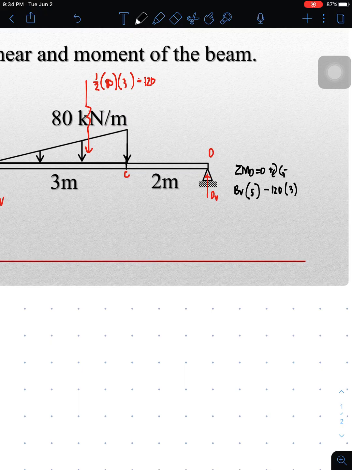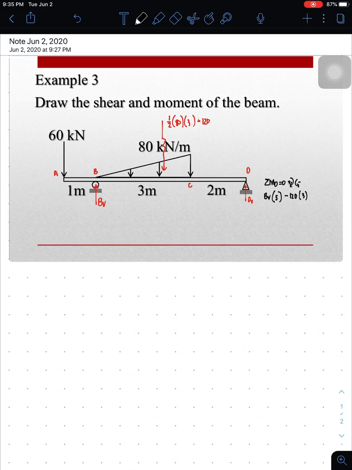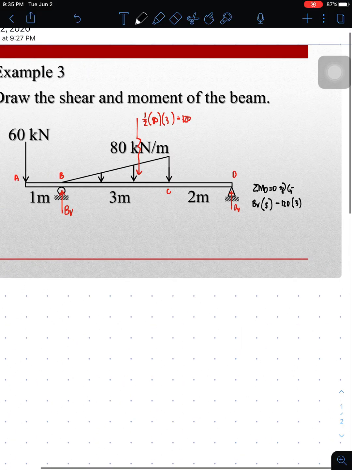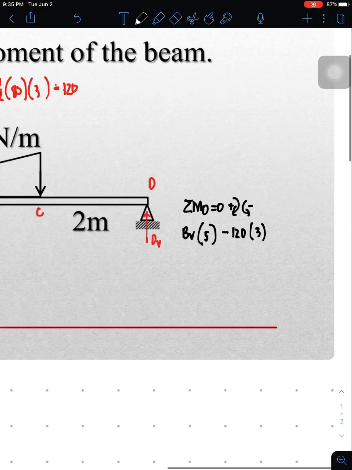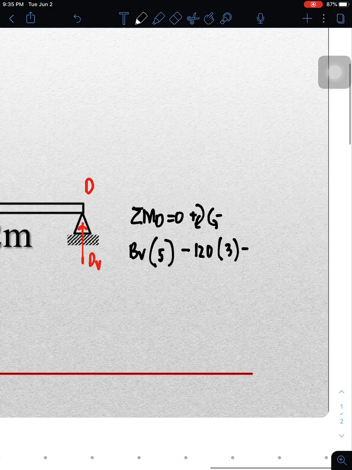So 1/3 of 3, no? It is measured from the heel of the triangle. Next is, what happened to my pen? So we have this 60. 60 will rotate at point D with a 6 meter moment arm. So negative 60 times 6 equal to 0.